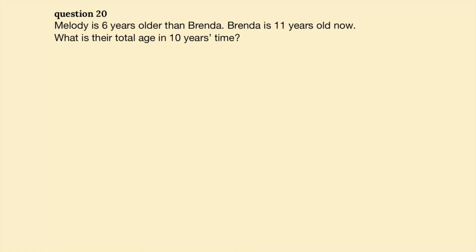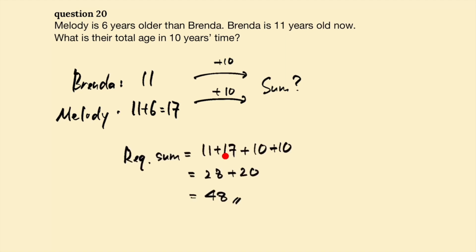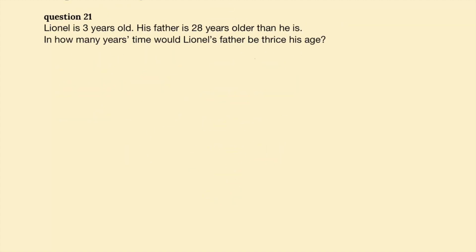Melody is 6 years older than Brenda. That's the age difference. Brenda is 11 now. Older for Melody, that's 11 plus 6, right? So that's 17. In 10 years' time, what's their total age? So you're going to add 10, you're going to add 10, and the question is, what is the sum? Well, that's going to be 11 plus 17 plus 2 tens, and that's going to be 28 plus 20, which is 48.